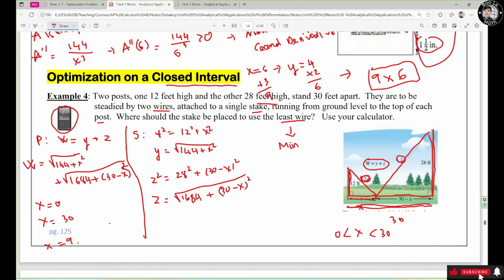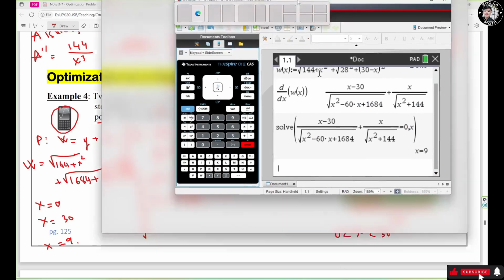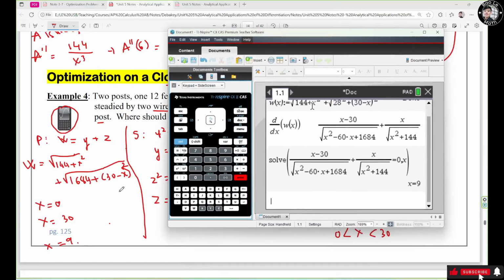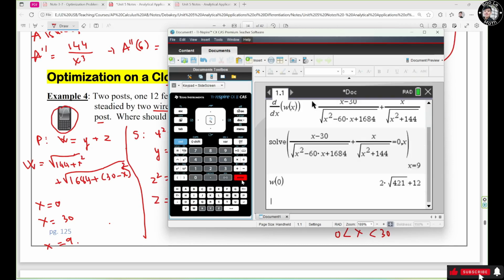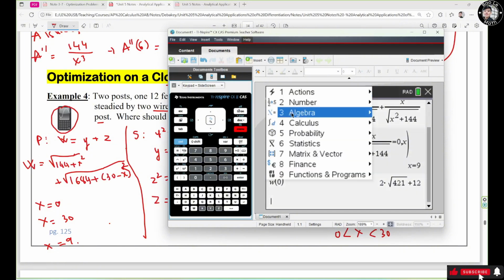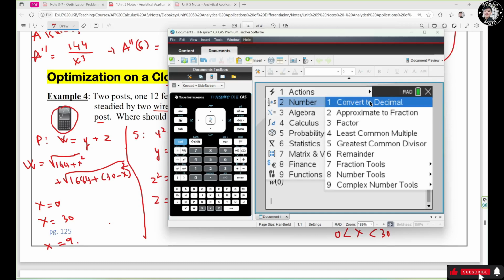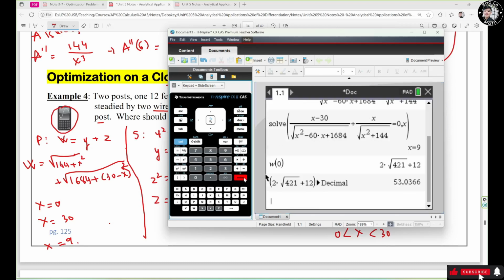Alright, so now I need to evaluate the value of w when s equals 0, right? So I just hit w, parenthesis, 0, close parenthesis, hit enter. The answer is right here. I want to convert this one to decimal, so I just hit menu, number, convert to decimal, hit enter. The answer is right here.